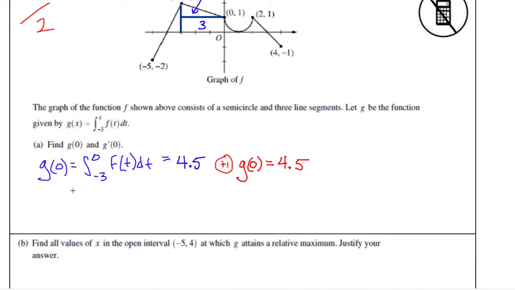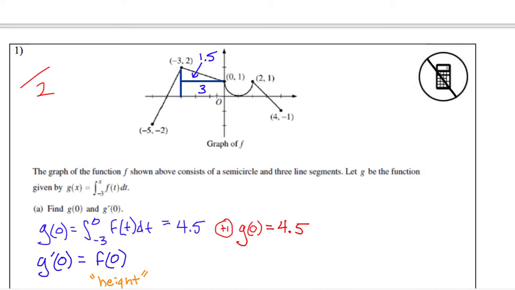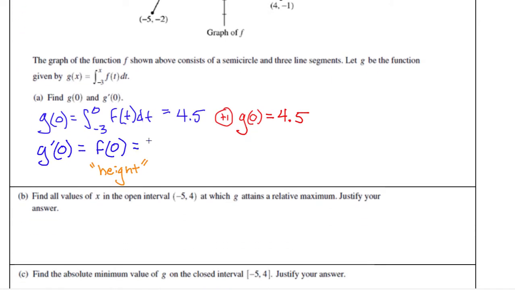And then the next part, I need G prime of 0. G prime of 0 means you need to take the derivative of the accumulation integral. If you take the derivative, you basically plug x into here and you just do f of that x. So this is going to be equal to f of 0. This is height. If you don't know that, I will put it down here in quotes: height. So the height at 0 is 1. So f of 0 is 1. And that is 1 point. So plus 1 if you said something along the lines of G prime of 0 is equal to 1.